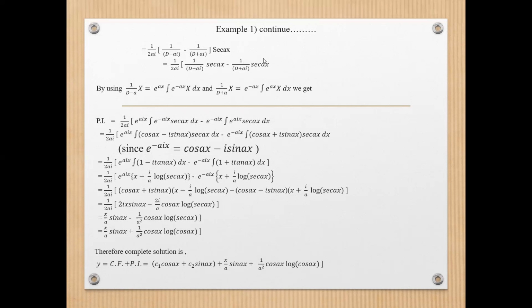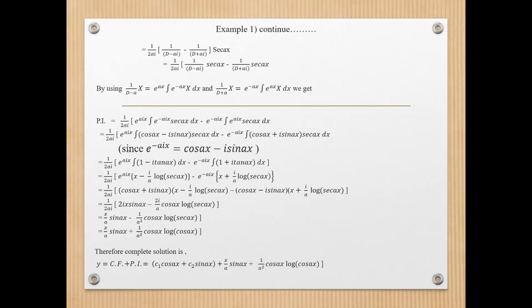Similarly, by using this formula the second term can be written as e raised to minus aix integration e raised to aix sec ax dx. Now simplify this. Okay, we have to integrate this, we have to integrate this. For that we have to solve this. What do we get?